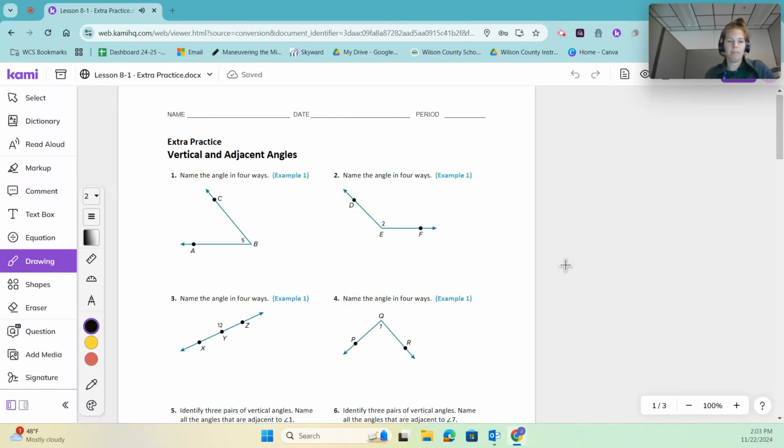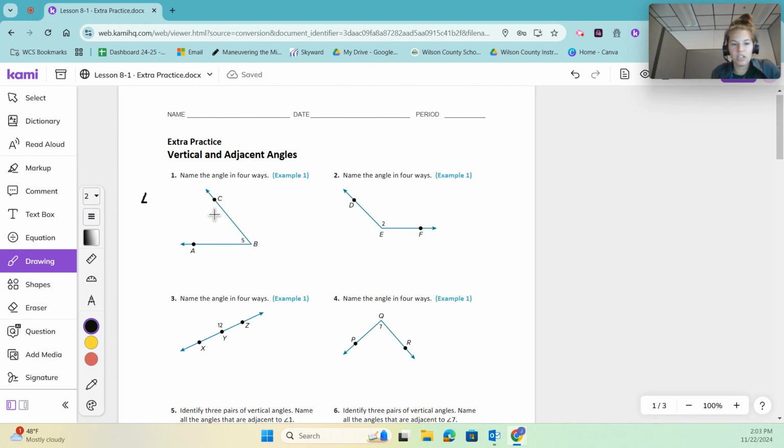Today we are going to be talking about vertical and adjacent angles. Before we can talk about vertical and adjacent angles, we first need to know how to name angles, or how to label them. If we take a look at this angle here, it's labeled by A, B, and C as points on these rays. There are several ways that you can label these.